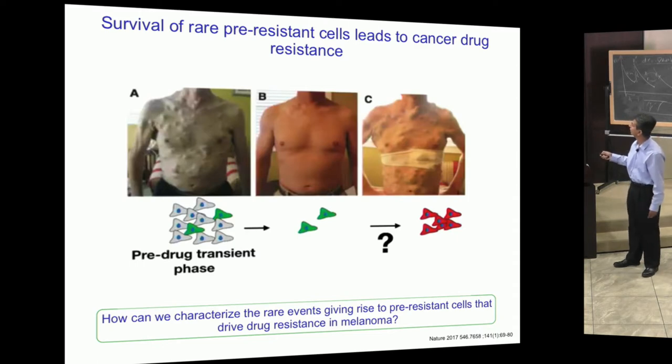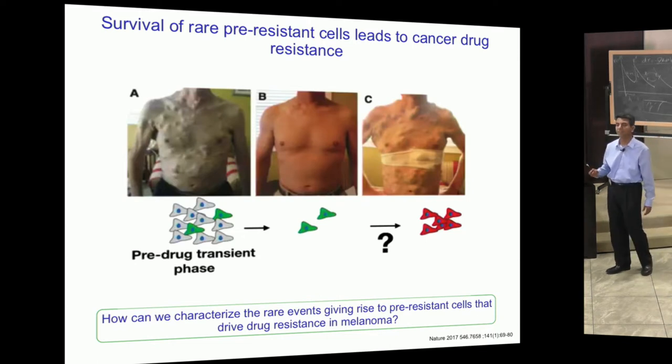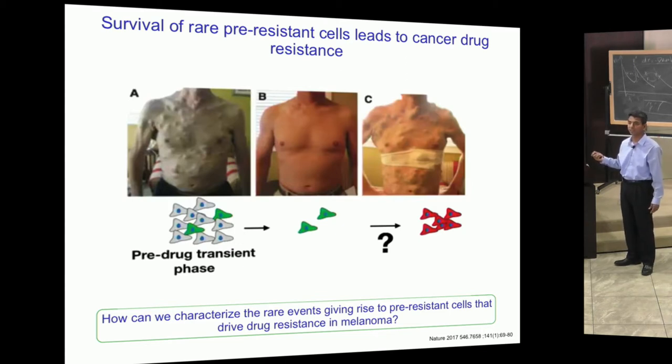Okay, so you see somebody with melanoma, you give them the drugs. After some weeks, it's almost as if they are free of any kind of cancer symptoms. But that's misleading, because some time later, a few more weeks later, the cancer returns, and this time it's drug resistant. Okay, so you can't do anything about it.